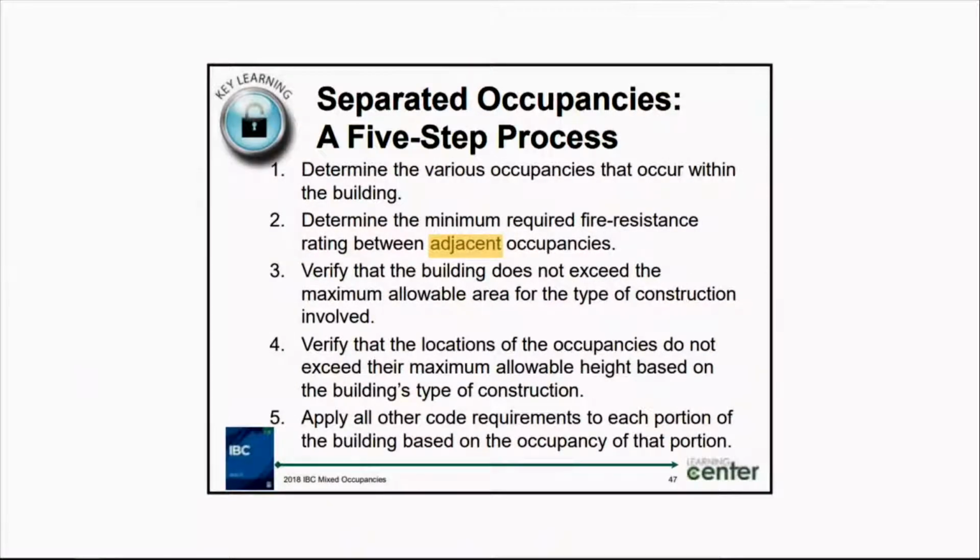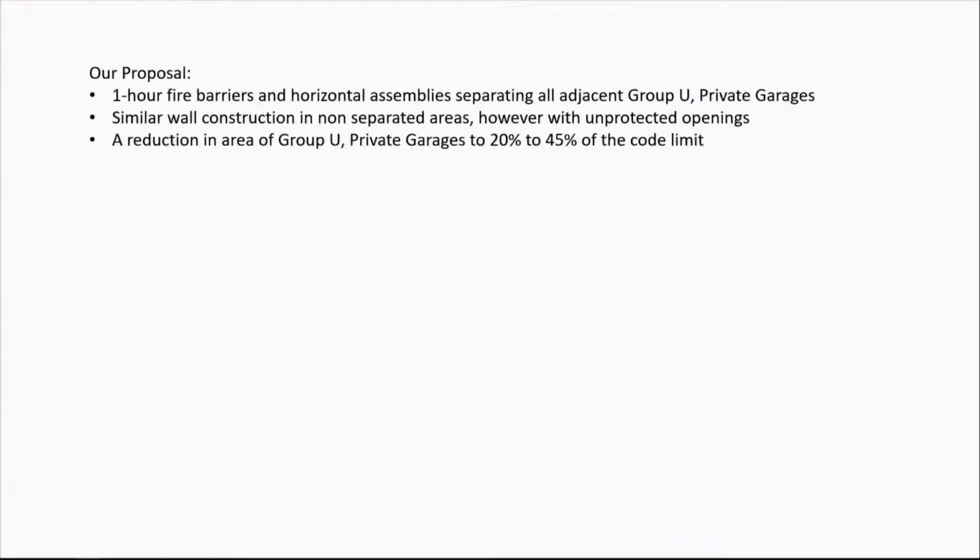Again, the presenter in Las Vegas talks about determining the minimum fire resistance between adjacent occupancies. Our position is the common wall separations that we have proposed between all of the much smaller than need-to-be Group U occupancies meet the requirements of 403.1. So our proposal: one-hour fire barriers in horizontal assemblies separating all adjacent Group U private garages. Similar wall construction in non-separated areas such as the fronts of these garages. The fronts of the garages will have unprotected openings.